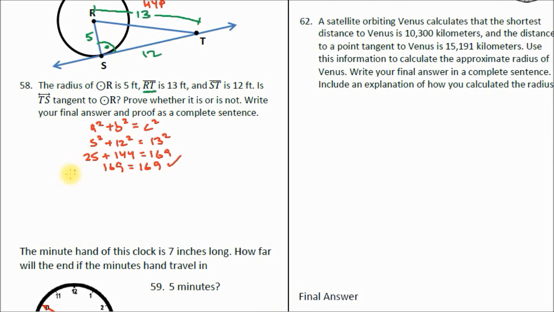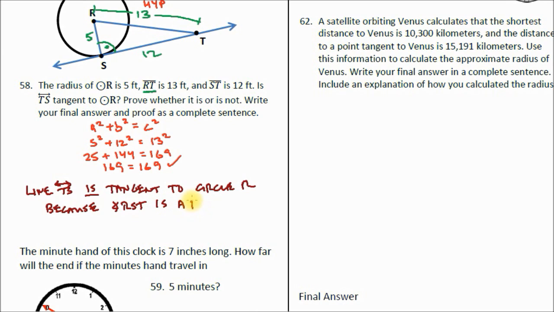So our answer should be line, oops, let's change that color so you can tell the difference between that and my work. Line TS is tangent to circle R. There's my conclusion, and here's my evidence. Because angle RST is a right angle. So there is our evidence to support it, and of course our calculations are up here to prove that to be true. So we know that line TS is tangent to circle R because we know that RST is a right angle, and that is the rules of radiuses that touch tangent lines.